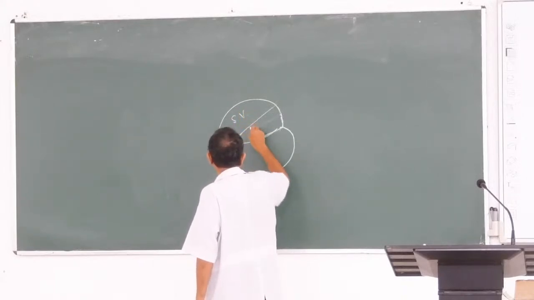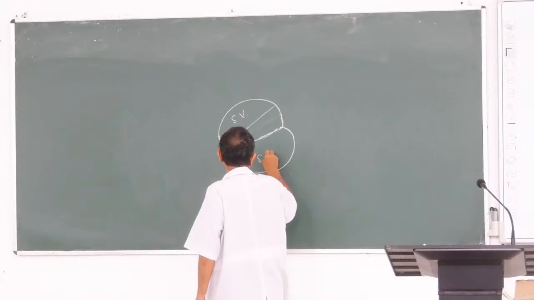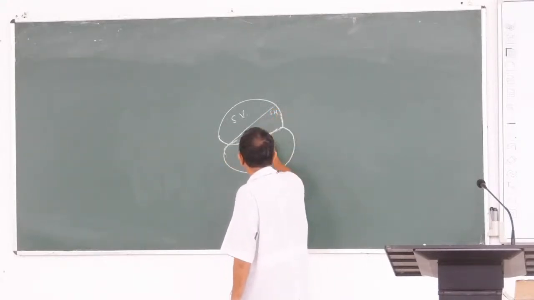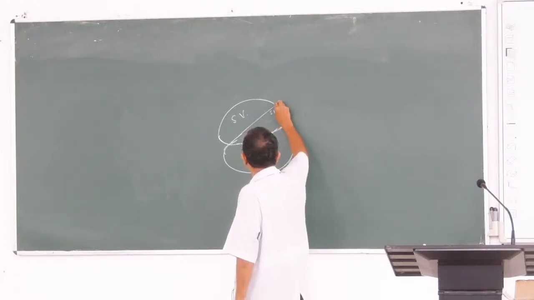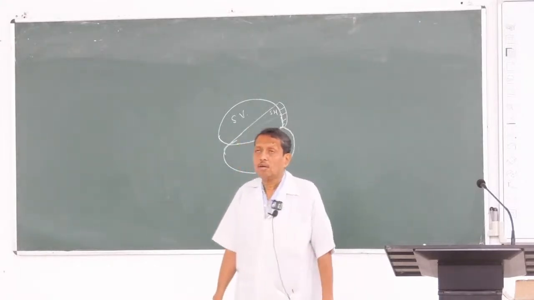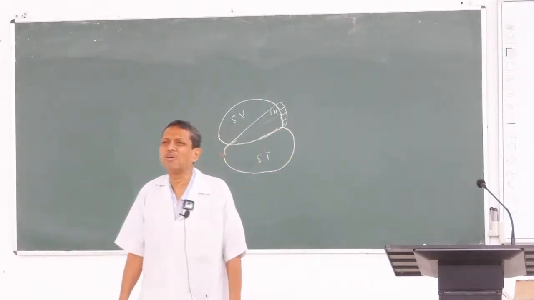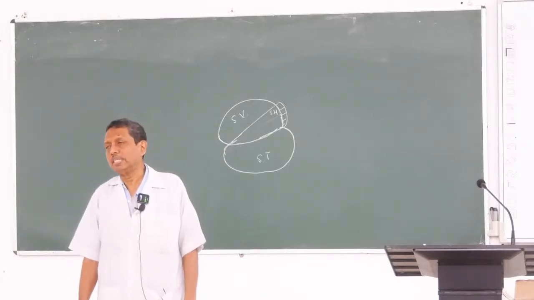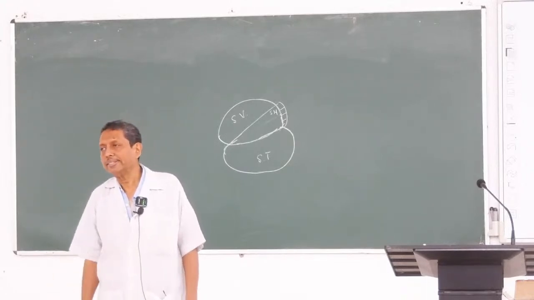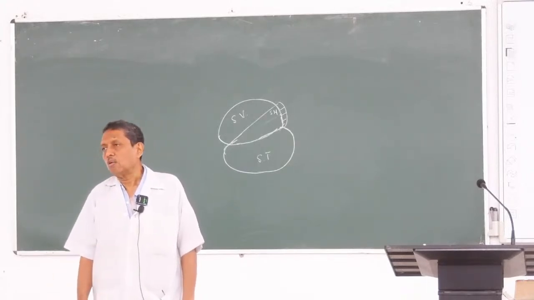Between scala vestibuli and scala tympani is the cochlear duct or scala media, and there is the basilar membrane, over which there is the organ of Corti. Organ of Corti is important for the examination, frequently comes in university exams as short notes. Then you have to give a simple figure and explain what is going on.